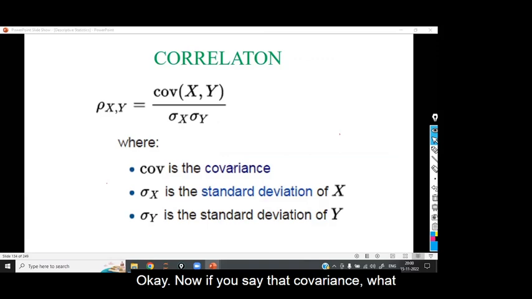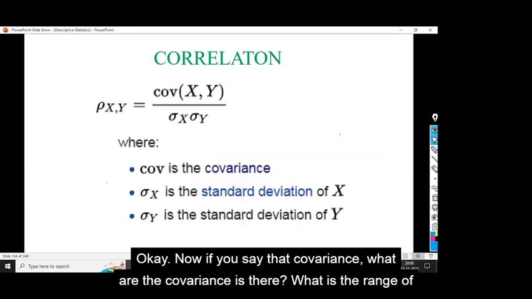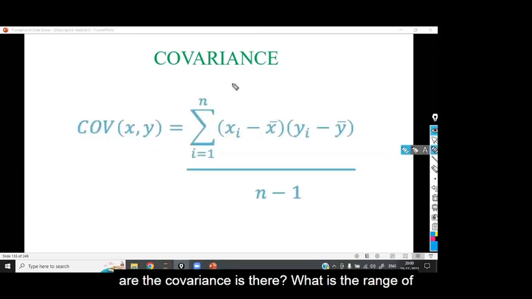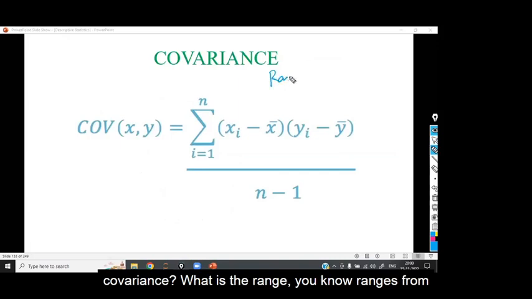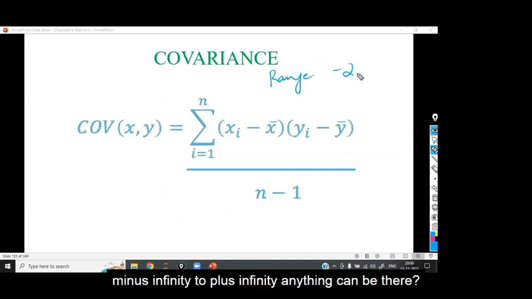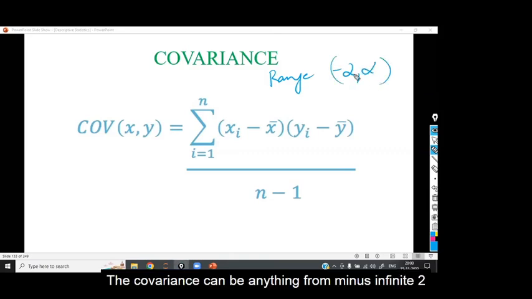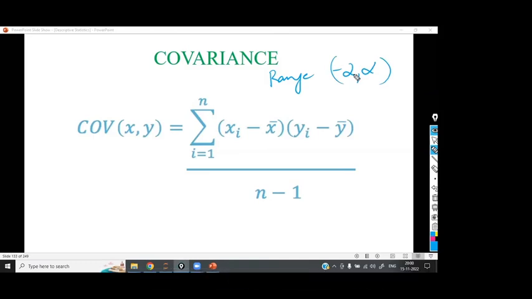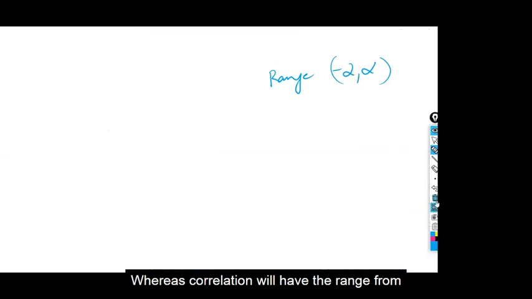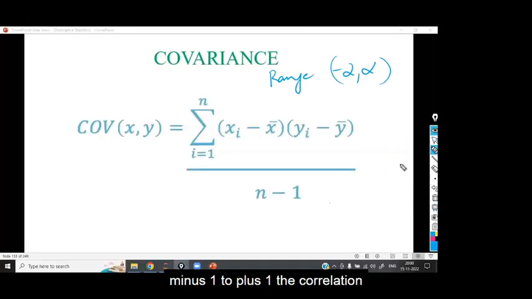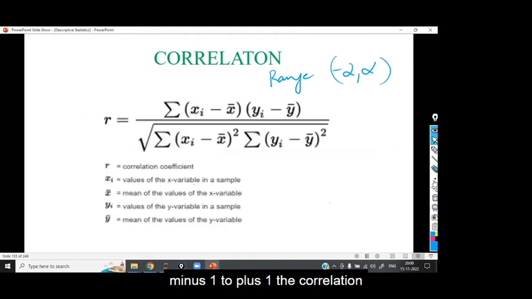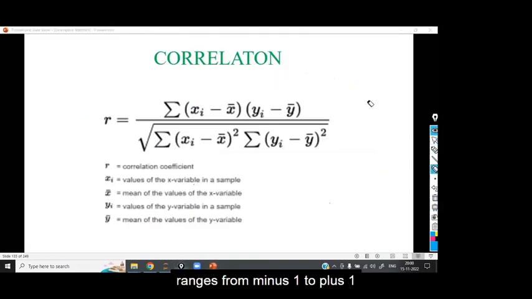Now, if you see the covariance, what is the range of covariance? The range is from minus infinity to plus infinity. Anything can be there. The covariance can be anything from minus infinity to plus infinity, whereas correlation will have the range from minus 1 to plus 1.